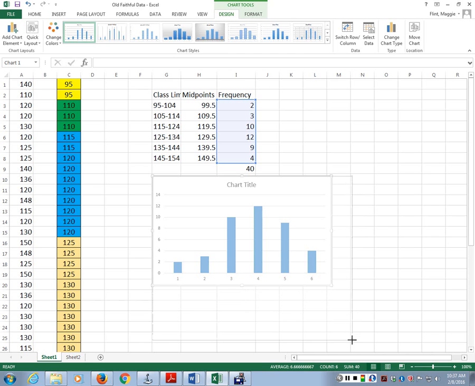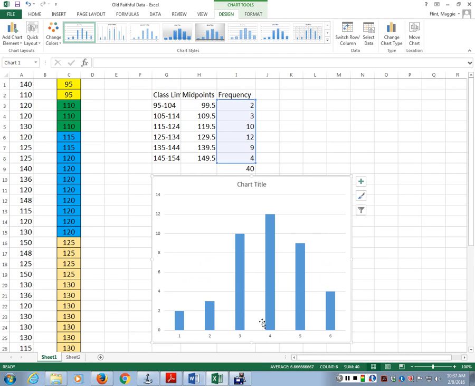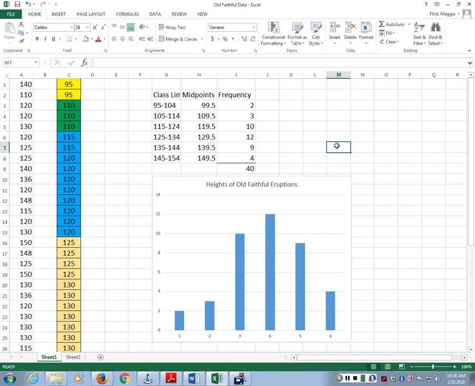And notice I said it was only the beginning, because it's not a histogram just yet. There's some things wrong with it. First of all, it doesn't tell us anything about what this is about, so I'm going to go ahead and change the chart title. My favorite way to change the chart title isn't to go into any of the tools. I just type it in myself, so I highlight where it says chart title, and I'm going to call this Heights of Old Faithful Eruptions. Because that's what it represents.